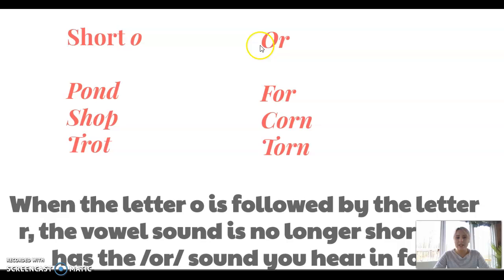And if we look at this over here, when the letter O is followed by the letter R, so we see this R here, the vowel sound is no longer short, but has the OR sound you hear in for. So O, R together will make the OR sound. So if we see the word for, it has the OR, so it makes that OR. We see the word corn, OR, or, corn. And we see torn, we see OR, so we know that says OR. So short O: pond, shop, trot, and OR: for, corn, and torn.